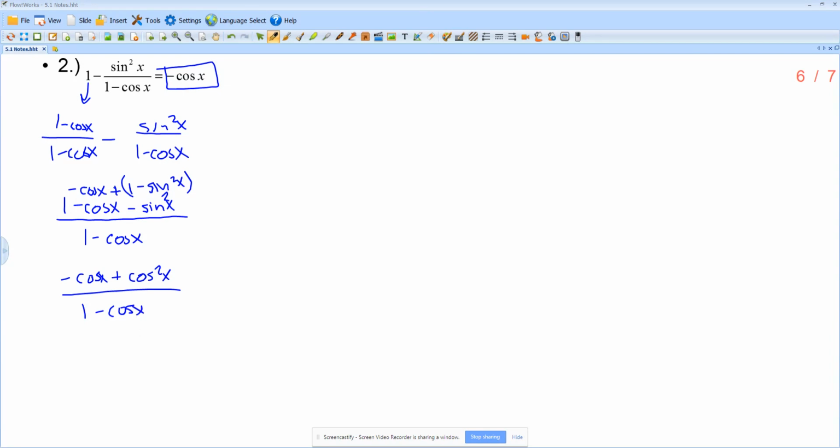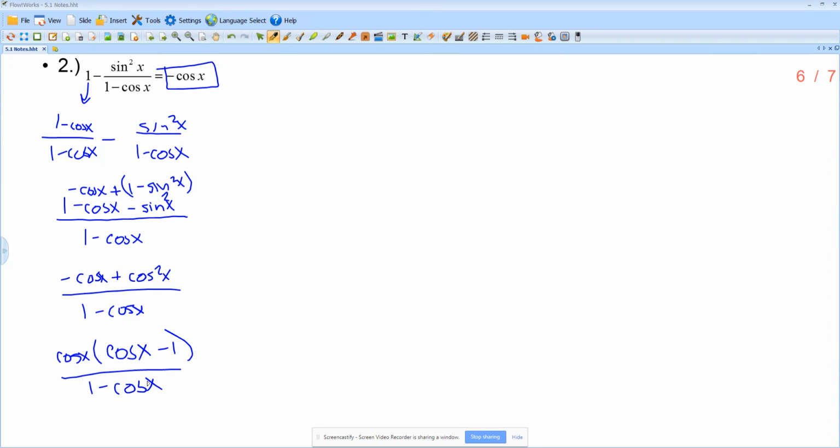So I have negative cosine x plus cosine squared x over 1 minus cosine x. Well, looking at that numerator, I've got two terms, and I can take cosine out of them. And again, I'm going to sort of restructure this. So I'm going to take cosine out. What I'm left with, from this term, I would be left with cosine. From this term, I would be left with a negative 1. I just flip-flopped those two, all over 1 minus cosine x.